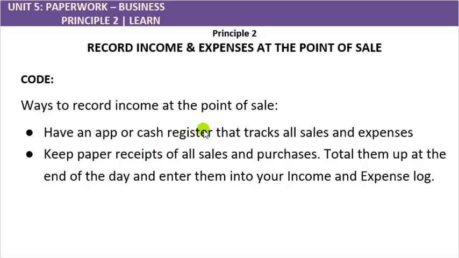So at the end of the business day, you take all the duplicates, your carbon copies, and put them in a book or your income and expense log. Then you total them up at the end of the day and enter them into your income and expense log.